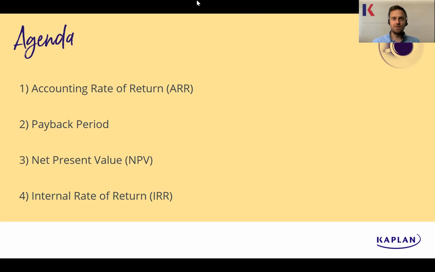Now, for each one, I'm going to give you a quick overview of what it's about. I'm then going to do a little example for each one, just to give you an idea as to how they work. And then we're going to look at the advantages and disadvantages of each as well, because in a lot of exams, they like you to discuss the method that you've used or to consider the weaknesses of particular methods. So I thought it'd be worthwhile recapping the main advantages and disadvantages of each as well. So you've got quite a nice little overview of each of these four types of investment appraisal by the end of this session.